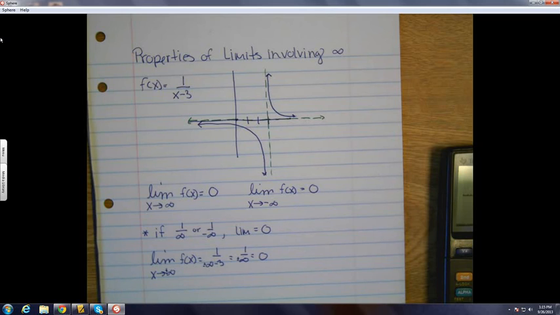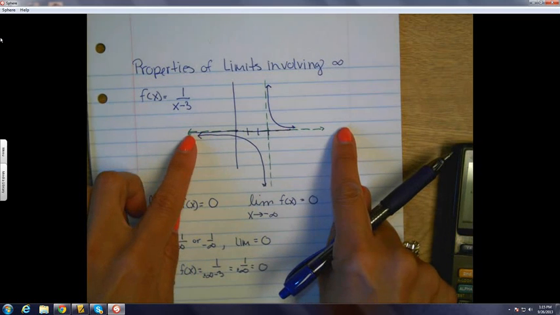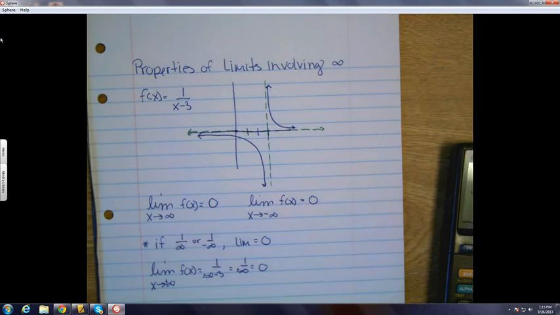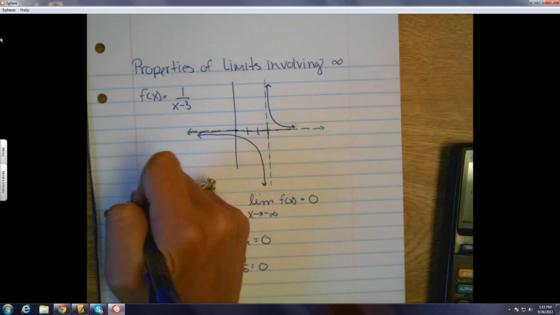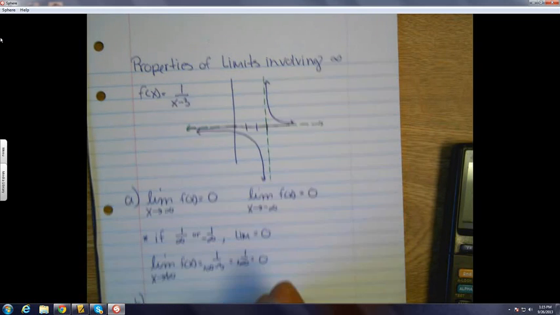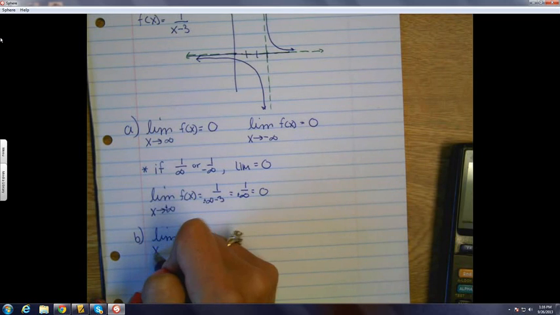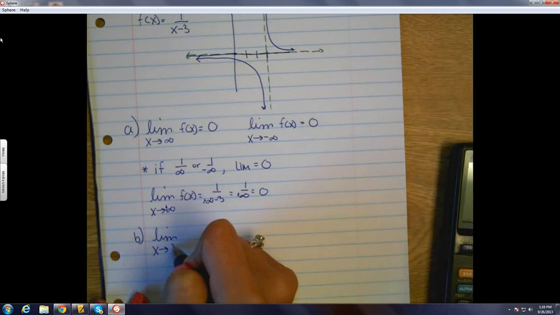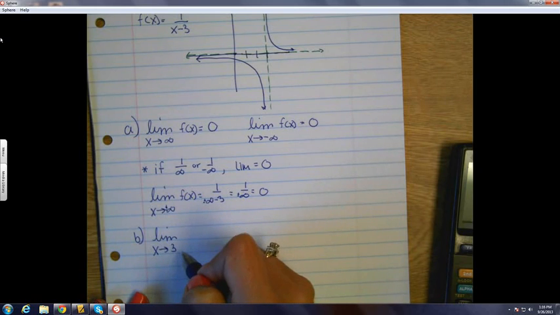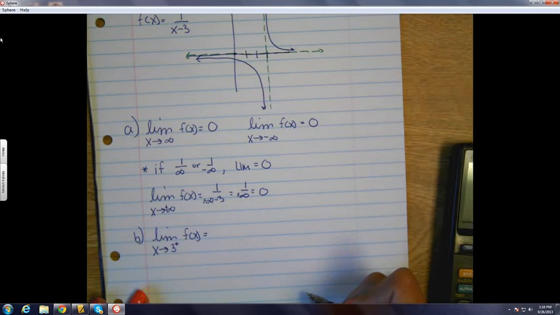Okay, another question we can ask on this graph. So this was looking at x going out to the infinities and seeing that they were getting closer and closer to the x-axis. Now we're going to look at the limit, so maybe I'd call that A. Look at the limit as x approaches 3. And because we're going to have to talk about it from the right and from the left, let's go to 3 from the right. And then we'll talk about approaching 3 overall.